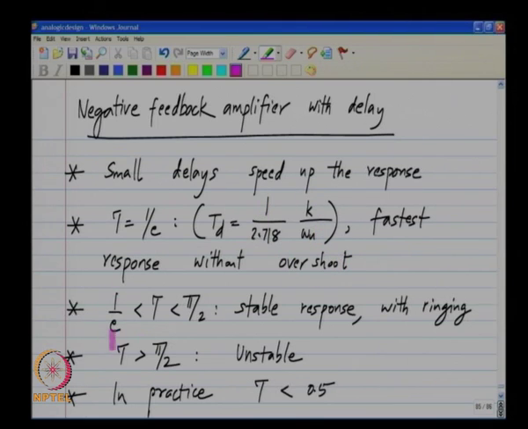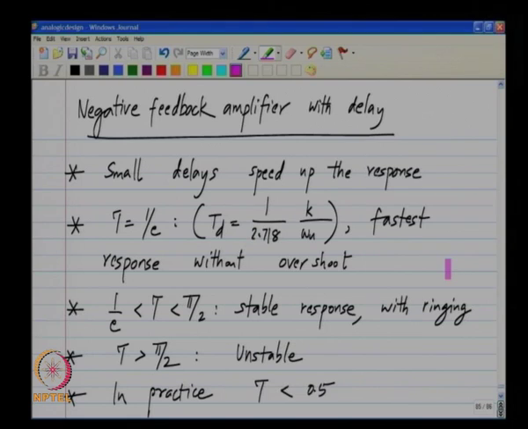And if the delay is between 1 by e times the time constant and pi by 2 times the time constant, you get a stable response but with ringing. And for tau greater than pi by 2, about 1.5 times the time constant, the response is unstable, that is, even without an input you will end up with an output. And in practice you cannot have a lot of ringing, so you have to limit the value of tau to under 0.5, that is half the time constant of the system.